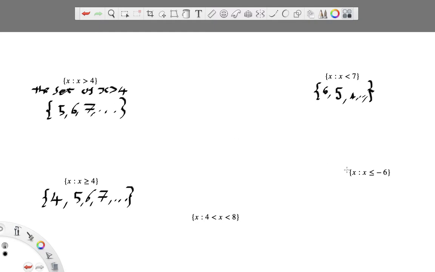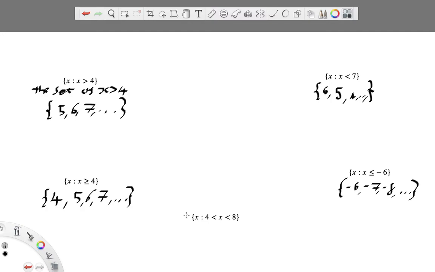So they're almost the same set, but not quite. Okay, what about this set here? We've got x such that x is less than or equal to minus 6. So what integers are less than minus 6, and including minus 6? We can have minus 6, minus 7, minus 8, and so on.